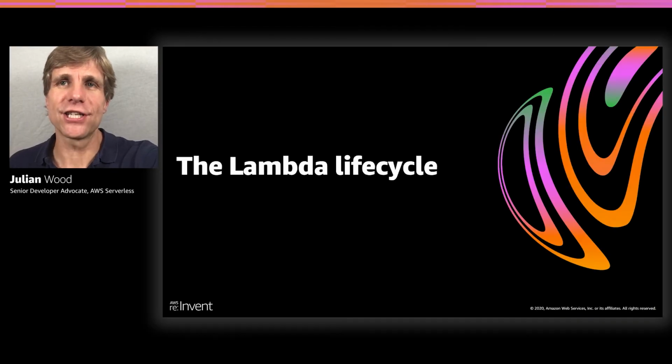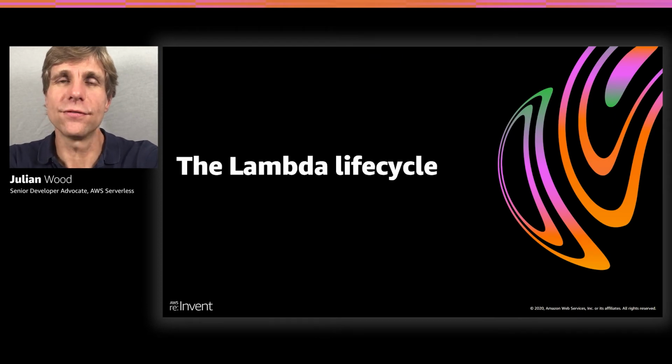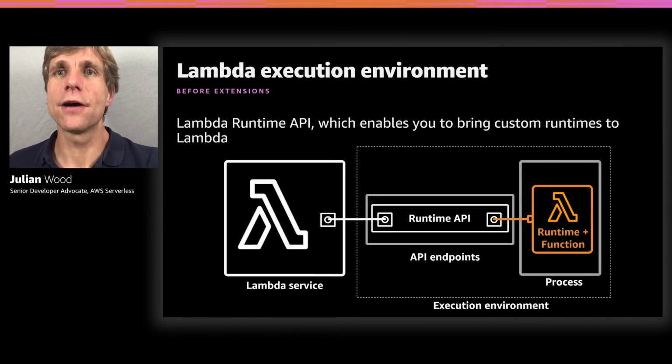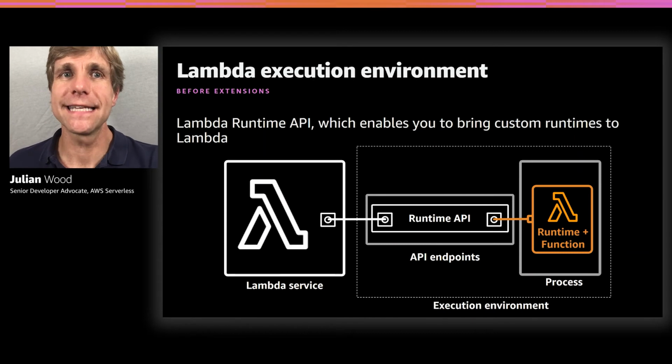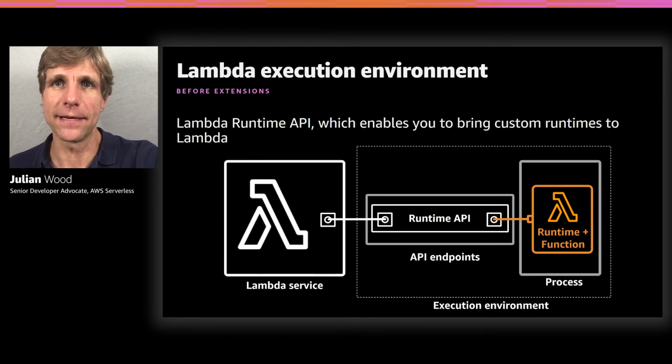So let's look now at the changes to the Lambda lifecycle and see how extensions running your tools can integrate deeply with the Lambda service. Before extensions, there was only the Runtime API, which provides an HTTP API for newer managed as well as custom runtimes to receive invocation events from Lambda. This is how functions receive events from the Lambda service and how they return function responses back to Lambda. The Runtime API is also what enables you to bring custom runtimes to Lambda.